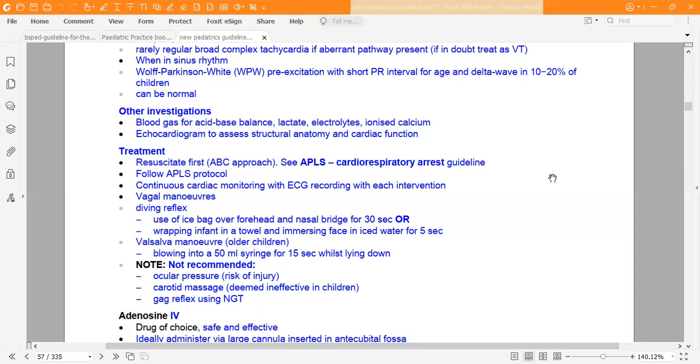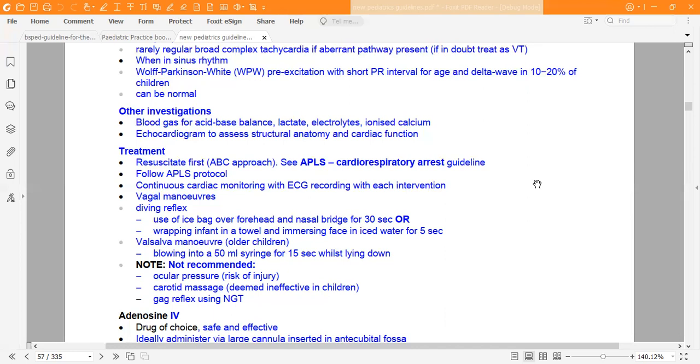We have different vagal maneuvers. We have what we call the diving reflex: use of an ice bag over the forehead and nasal bridge for 30 seconds, or wrapping the infant in a towel and immersing the face in ice water for 5 seconds. So that's what we call the diving reflex, which is the same reflex that a diving person gets when he jumps or dives underneath the water. So his heart rate slows, and that's the idea of where it comes from.